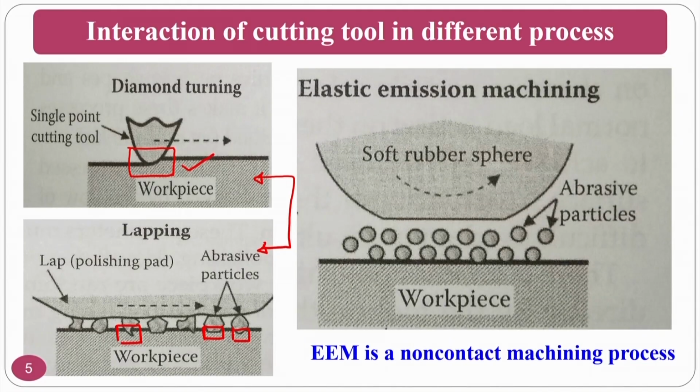At the same time, you have to grab images into computers and other things. So, complete vision systems will be disturbed. Okay, for that purpose, elastic emission machining is one of the solutions, because you do not have direct physical contact.